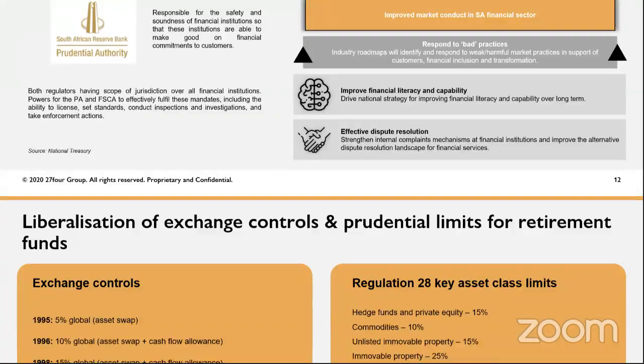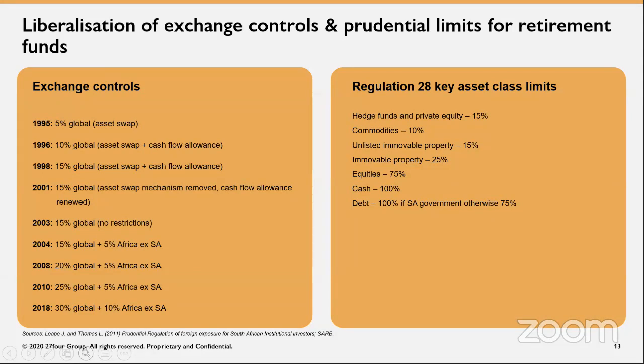This is a very, very important slide: the liberalization of exchange controls and the prudential limits for retirement funds. Talking about the history of the financial sector, Regulation 28 came into play in 1958. Exchange controls and the liberalization of exchange controls is really broken up into two periods: the pre-apartheid period and the period of democracy. The entire principle and objective of exchange controls was to limit the outflows of capital and focus on macroeconomic stability. But during that period before democracy, exchange controls were largely extended because of our domestic political situation.